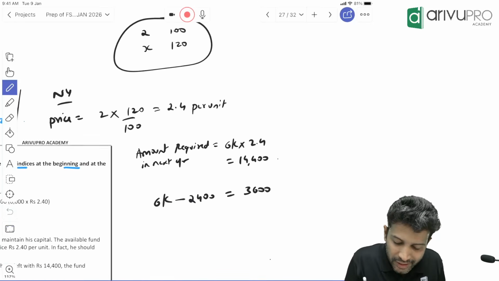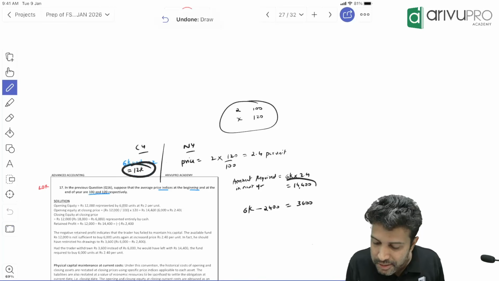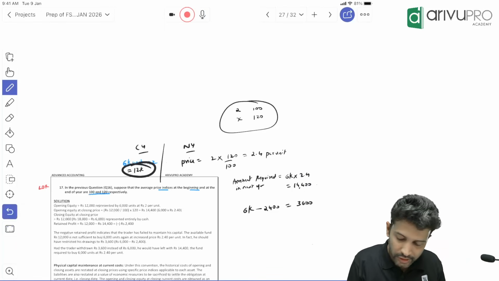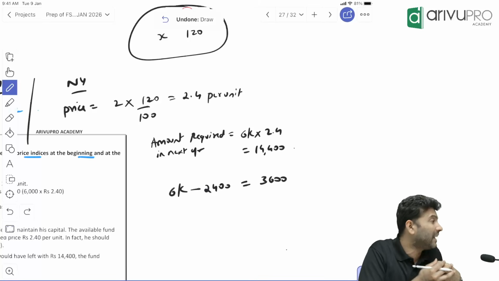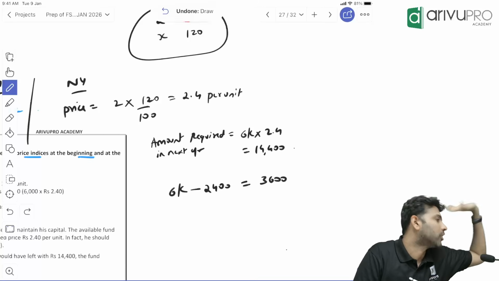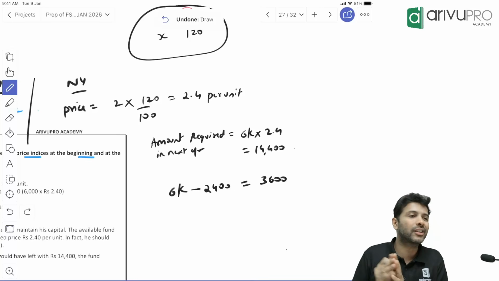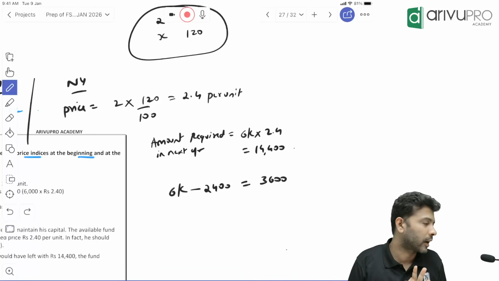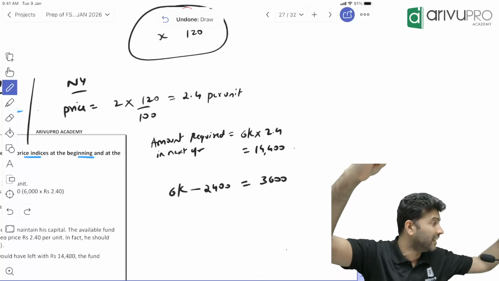How much profit you made in the current year? 6,000. How much has the goods price increased by? 2,400. So in the 6,000 rupees profit, 2,400 rupees profit you retain. Balance you can withdraw. So balance will be 3,600. That is what we are trying to get through. Correct. Because you need this 2,400 extra to buy same 6,000 units in the next year.